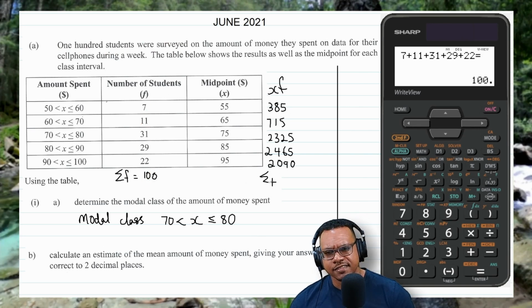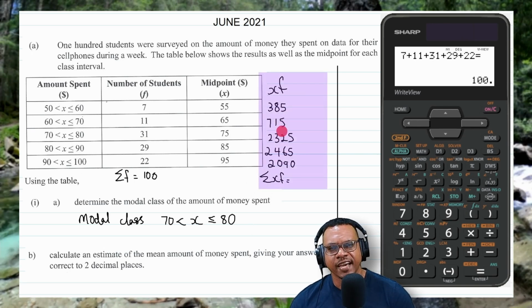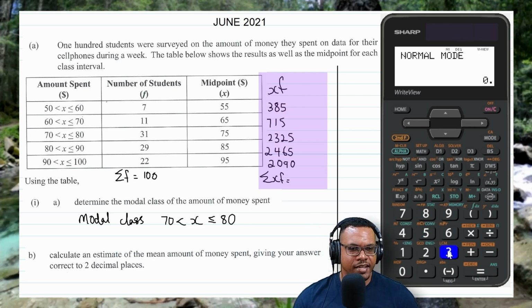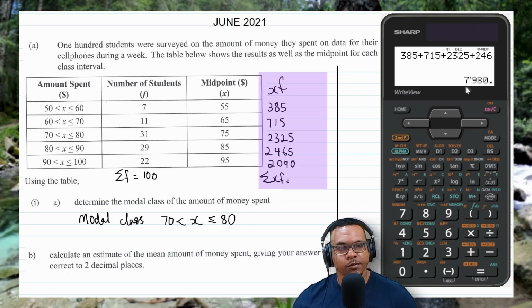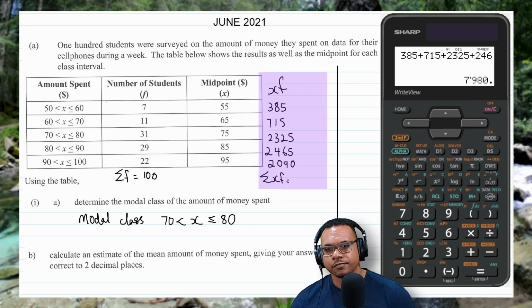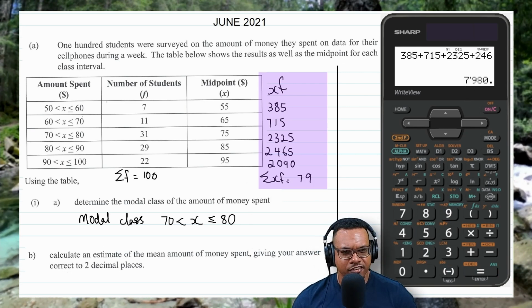And now for your sigma XF, we'll have to add up all these numbers in the XF column. So I'm going to be adding 385 plus 715 plus 2,325 plus 2,465 plus 2,090. And that will give 7,980. So that's 7,980.